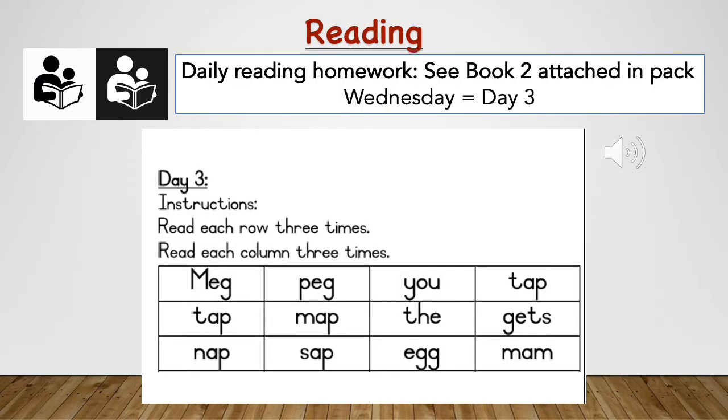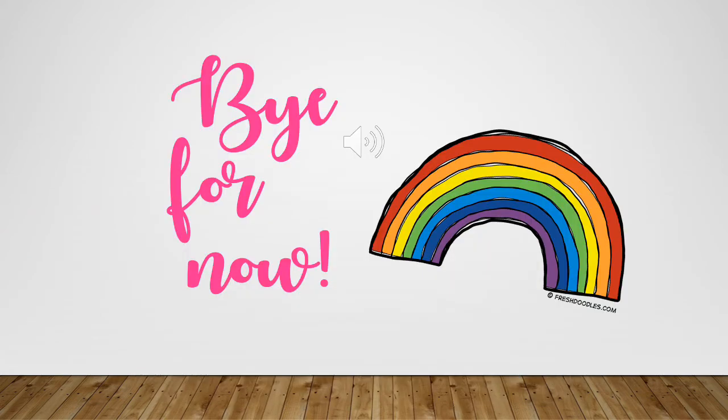Daily reading homework. Please see book 2 that has been attached in the pack. Today is Wednesday, which means we are looking at day 3's reading. Reading each row 3 times and reading each column 3 times. Remember that first word there, Meg, is a girl's name, and that is why it has a capital M or a mommy M in the front.